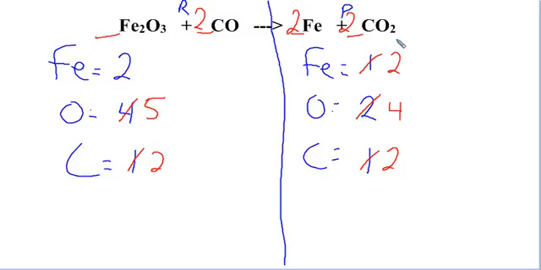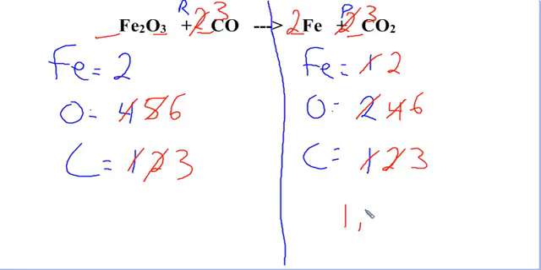What's the next even number? 6. So why don't we just give 6 a shot and see if that works? To get 6, we need to put 3 right there, because we already have these 3. So that would give us 6 oxygens and 3 carbons. Over here, if we change this to a 3, that would give us 6 oxygens and 3 carbons. Final answer being 1, 3, 2, 3.